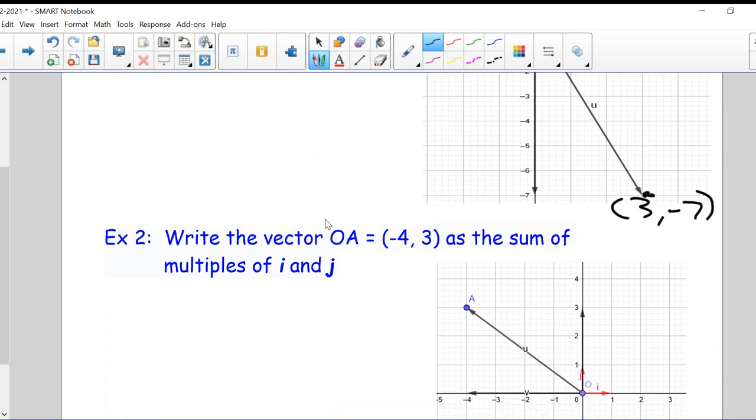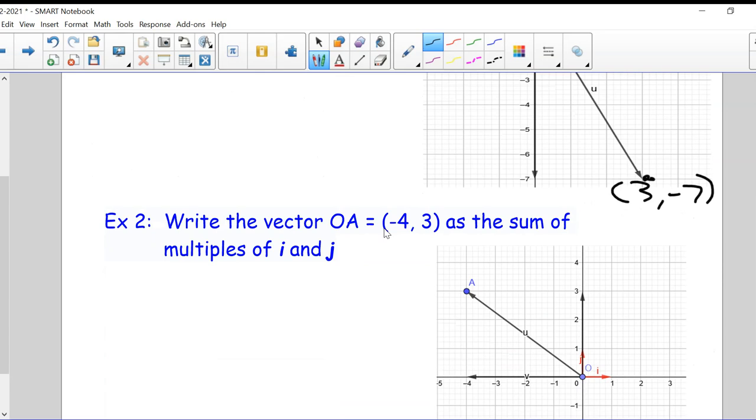Write the OA vector, which runs from O to A, as a sum of multiples of i and j. It's what you think it is. I didn't use square brackets here, and that's fine. Again, some people even use round brackets as well. So the OA vector, the position vector which runs from O to A, I'm going to call this u, can be written as equal to minus 4 times i plus 3 times j. There it is, multiples of i and j.